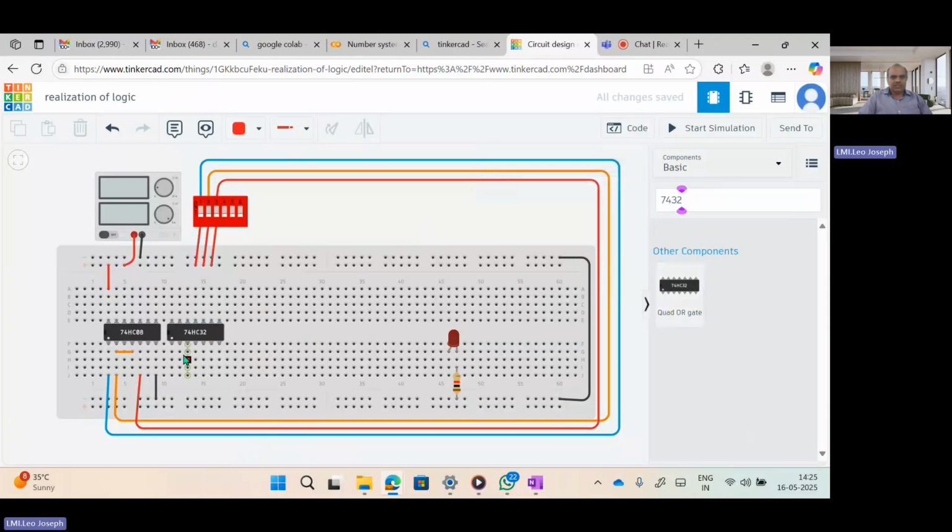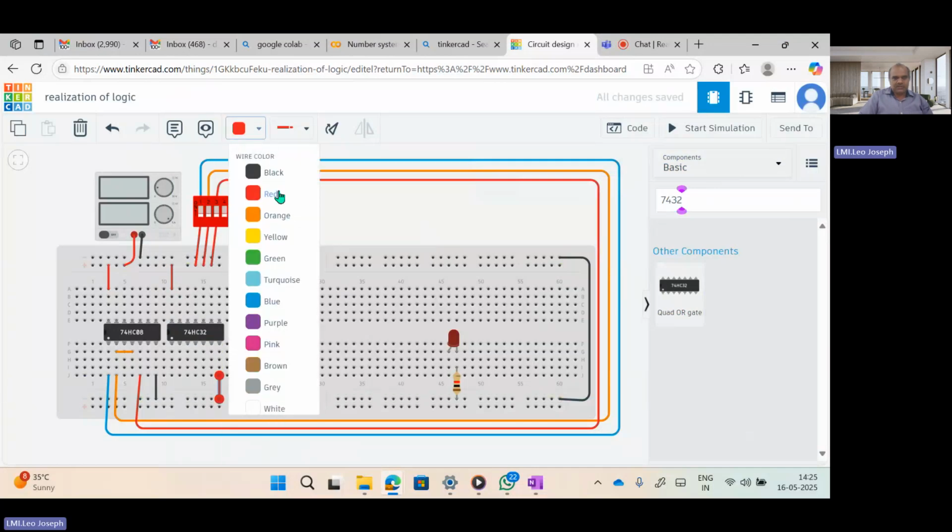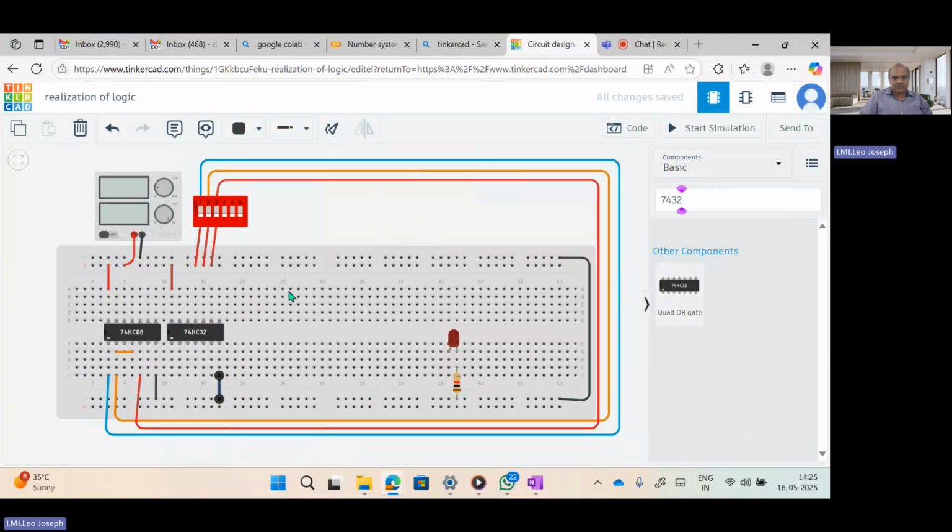So from here, same connection. From the top I need to connect it to a power supply. The seventh pin should be connected to ground. Then the third pin, this is the third pin, 1, 2, 3 is the output. This third pin should be connected to the first pin.